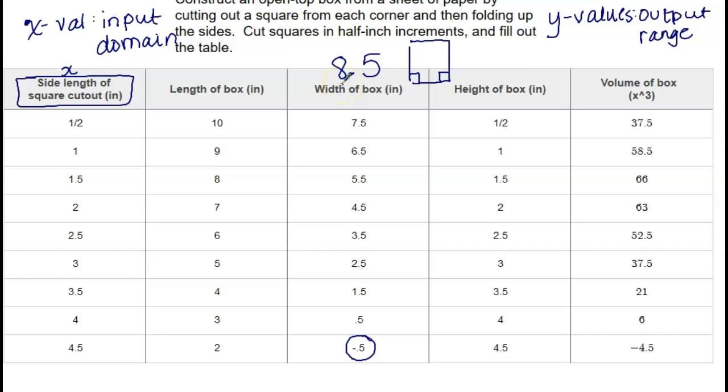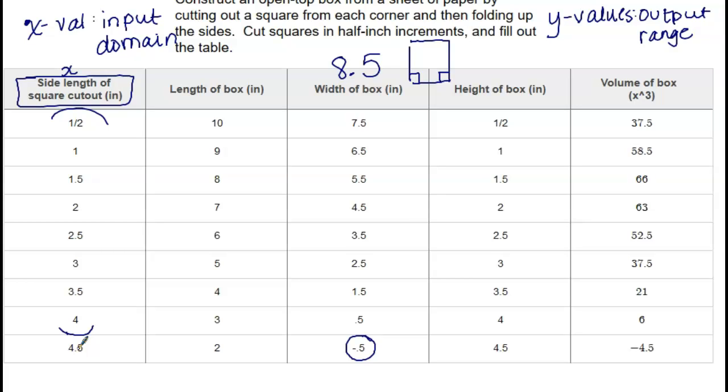So in this case, you can see that anything between 0 and 4, or actually what's halfway in between 4 and 4.5, would really make sense because those are the values that are going to give us positive lengths, positive widths, positive heights, and positive volumes.